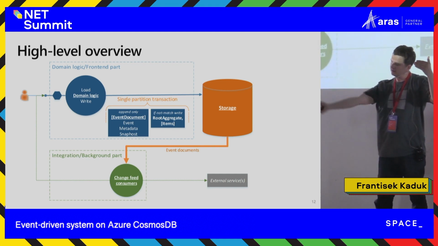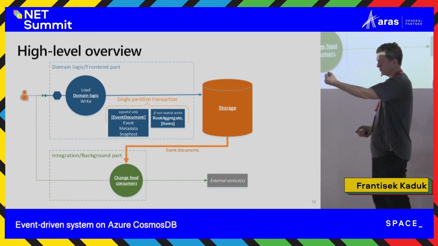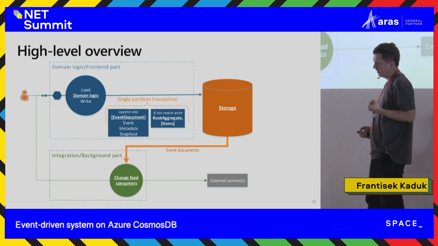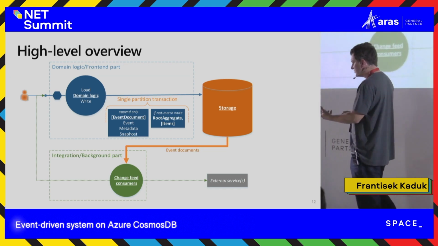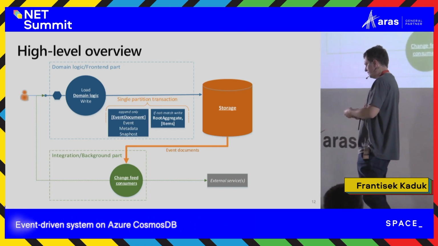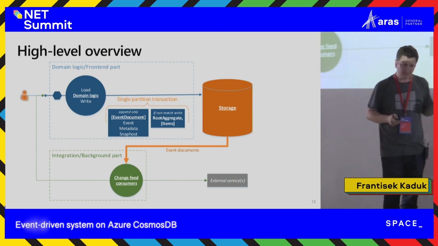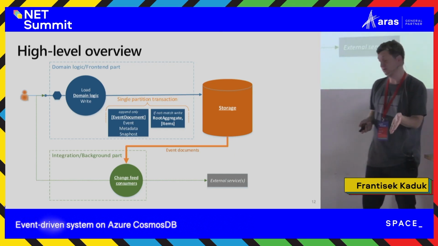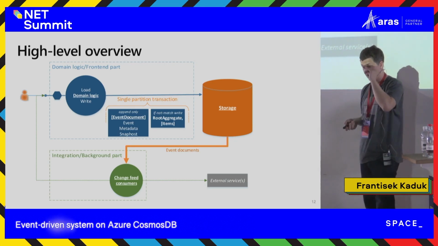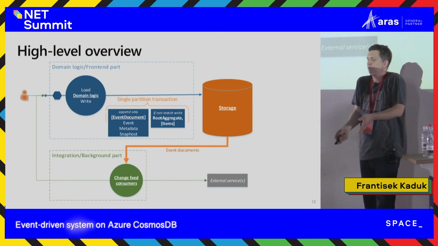Then from the back end, from the background side, we will need to get from storage a stream of the events, which will be usable for us to feed, to power, the background part. And this is basically the requirement which we put on storage. We needed to find some storage which will fit our needs.